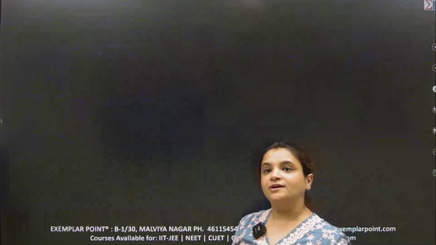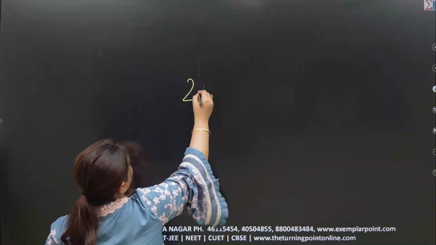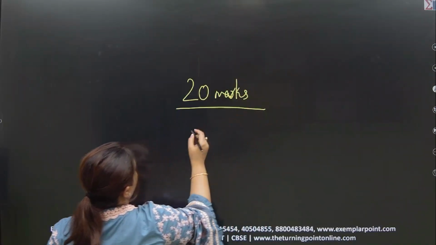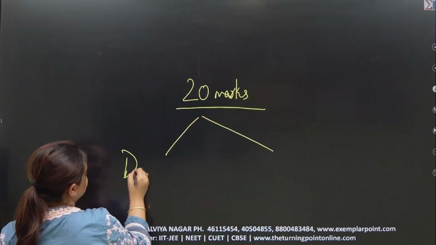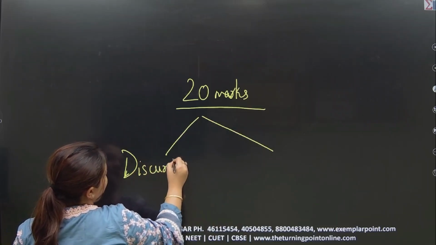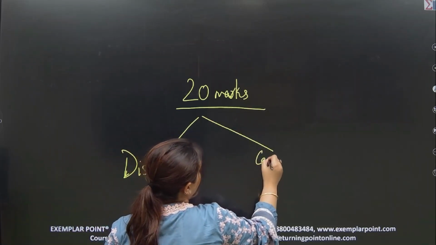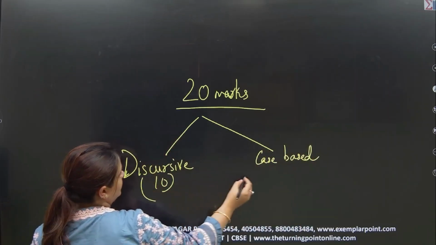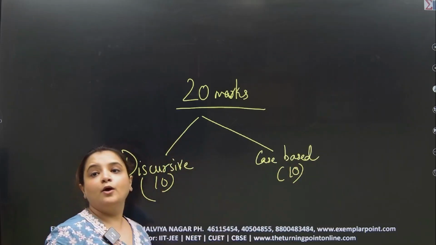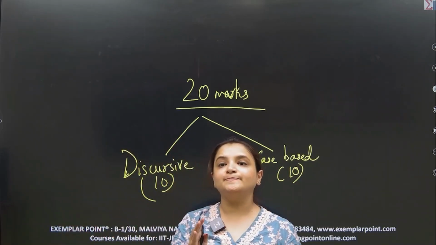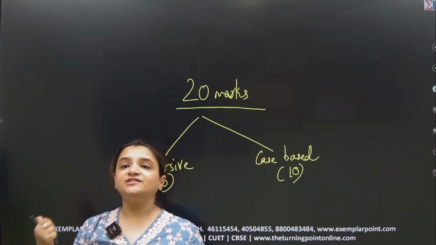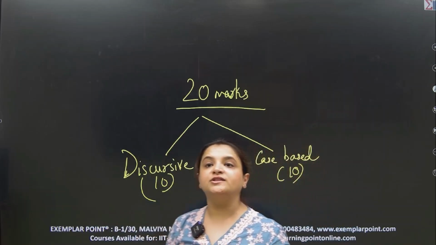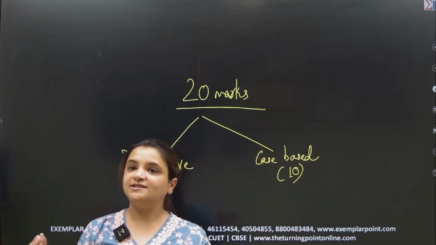To talk about this section, it comprises 20 marks. This section has two types of passages. The very first one is a discursive passage and the second one is a case-based passage, and each of them is of 10 marks. When we talk about the discursive passage, this passage talks about arguments, interventions and our opinions. And the case-based passage is based on a case study.